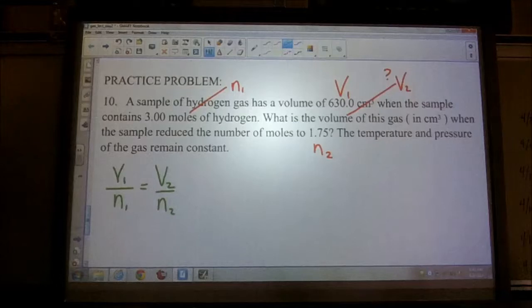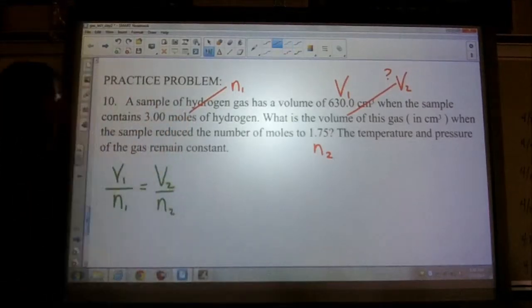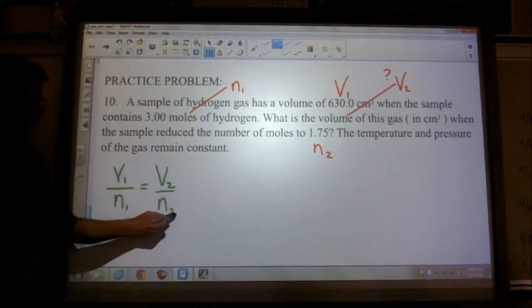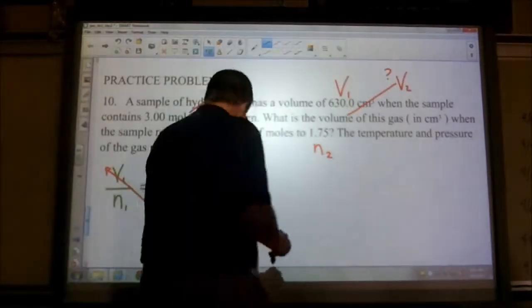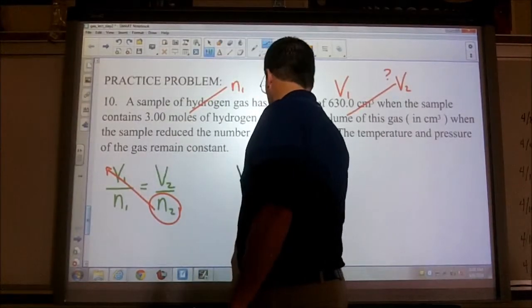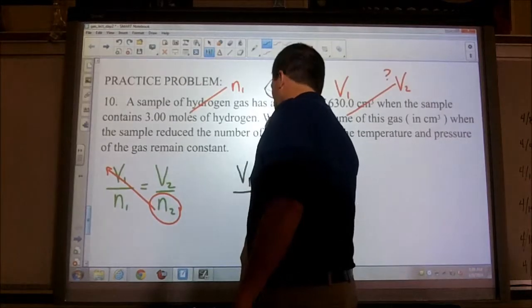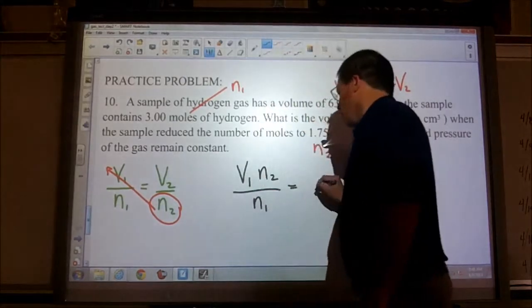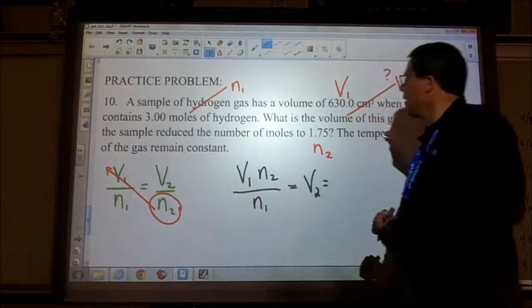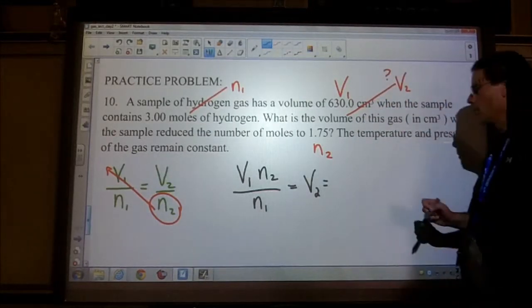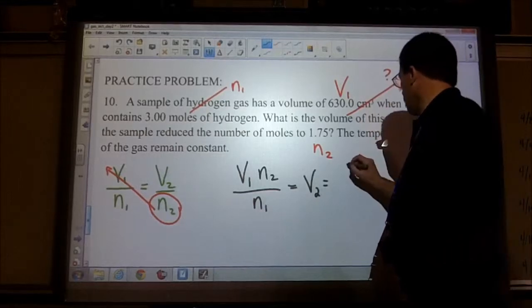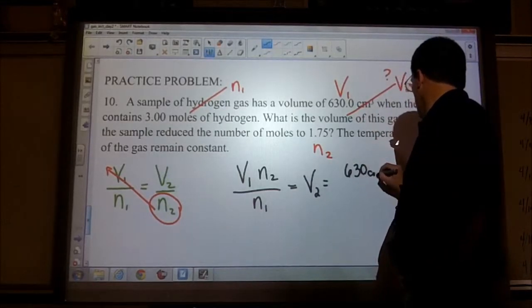Okay. All right, so we are looking for V2, which means that we need to multiply N2 on both sides. So my equation looks like this. V1 N2 over N1 is equal to V2. And do we have to convert anybody? Yes. I'm a nice guy. So our volume is 630 centimeters cubed.